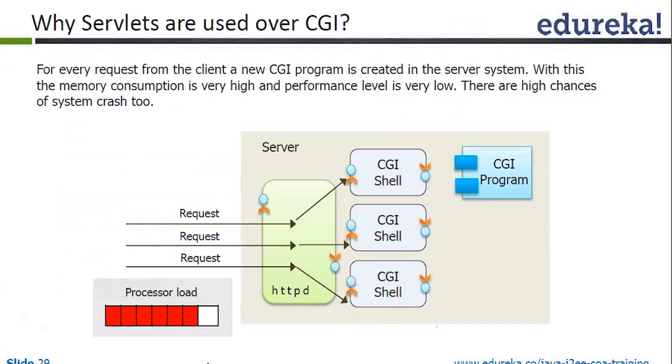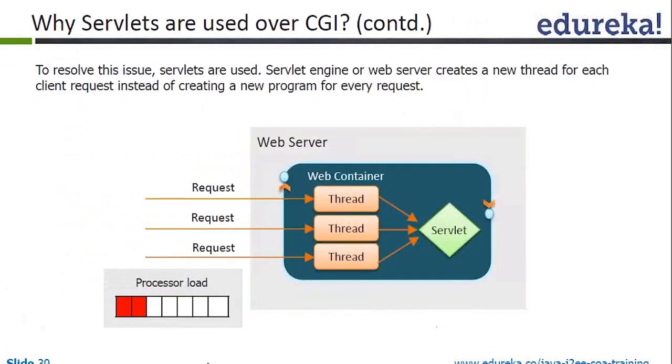What happens? Memory is full, and definitely the system will crash. If the memory is 100% full and somebody tries to request and a new allocation is done, it will say lack of memory, and sometimes the system will crash. So this is the problem with CGI.